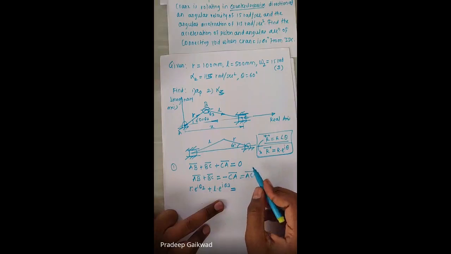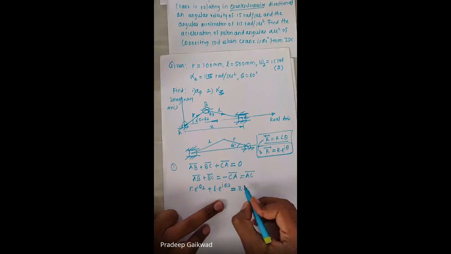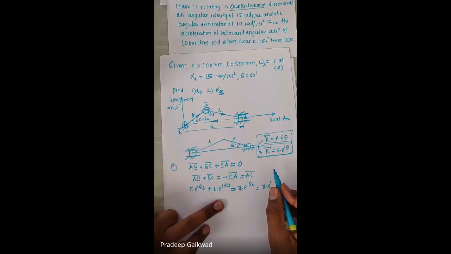Is magnitude how much? For AC, how much is the displacement distance? The length is x into e raised to i theta 4. But how much exactly is theta 4? e raised to i theta 4 is nothing but x into e raised to i theta 4. How much is theta 4?